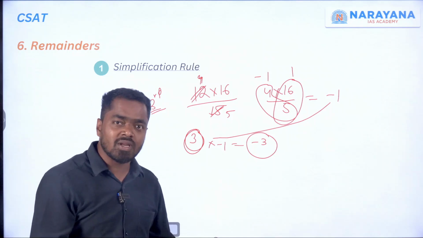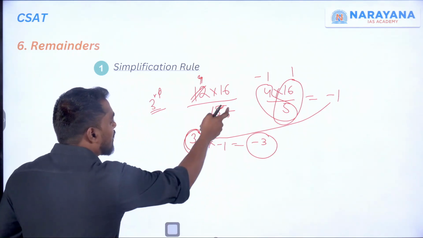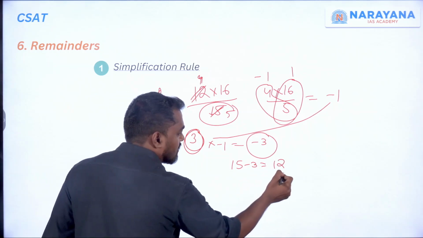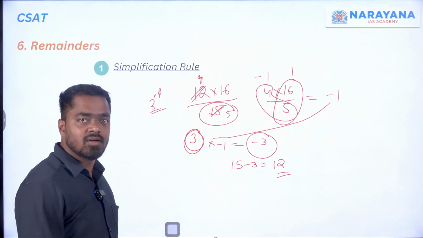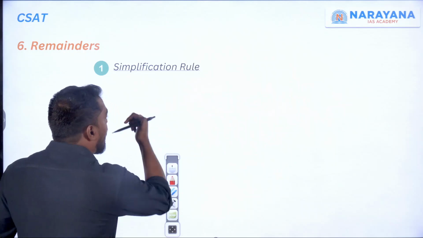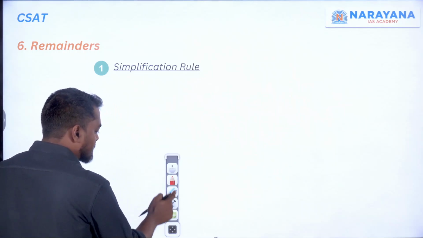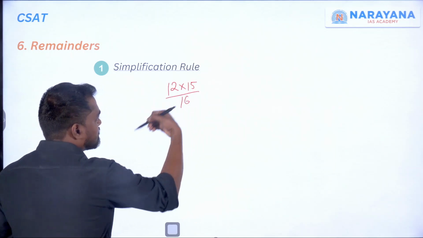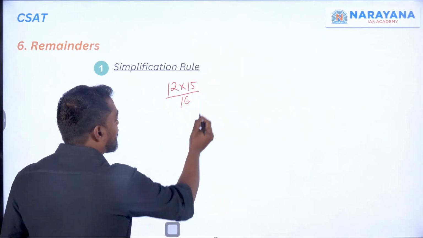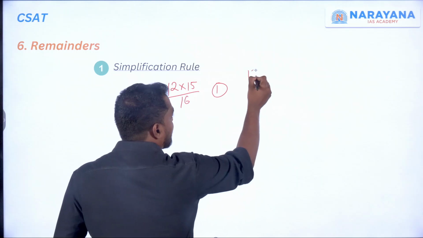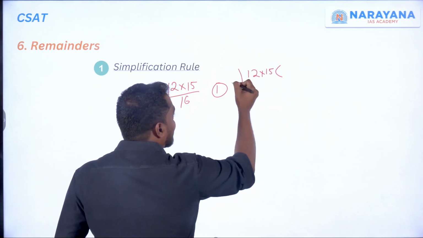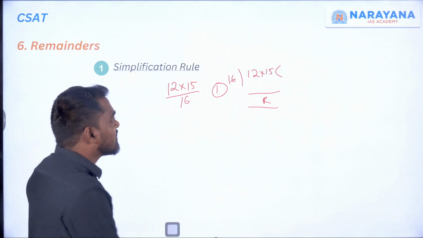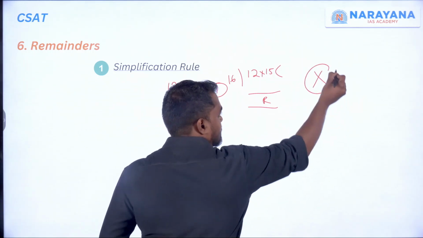But remainder cannot be negative. To get the original remainder, what is the original divisor? That is 15 minus 3 is 12. Understood? So if we summarize all the simplification rules with the same example, 12 into 16 by 15. What is the first process to find the remainder? Take the product of 12 into 16 divided with 15, you will get the remainder. But this is a very time consuming process.